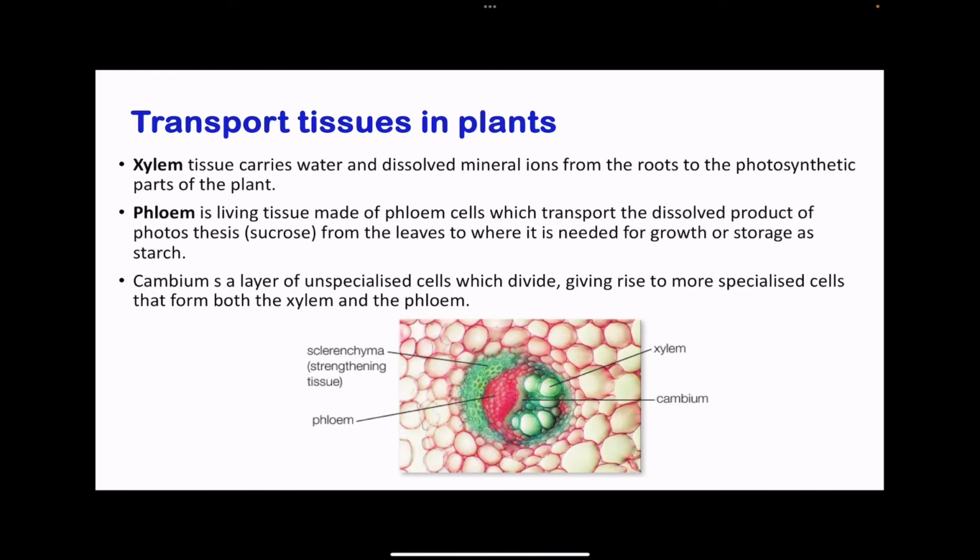Moving on to the transport tissues, which are the xylem as well as the phloem. Xylem tissues carry water and dissolved minerals from the roots towards the upper parts of the plant so that photosynthesis can occur as well as cooling. Phloem are living tissues. They are made up of phloem cells, and these transport the product of photosynthesis, which is mainly sucrose, from the leaves to where they are needed for growth or to be stored as starch. The cambium is a layer of unspecialized cells which can divide to give rise to xylem as well as phloem. So we can see all this here. We have the phloem, we have the xylem, as well as the cambium in here, and the sclerenchyma are going to be on the outer part of the vascular bundles.